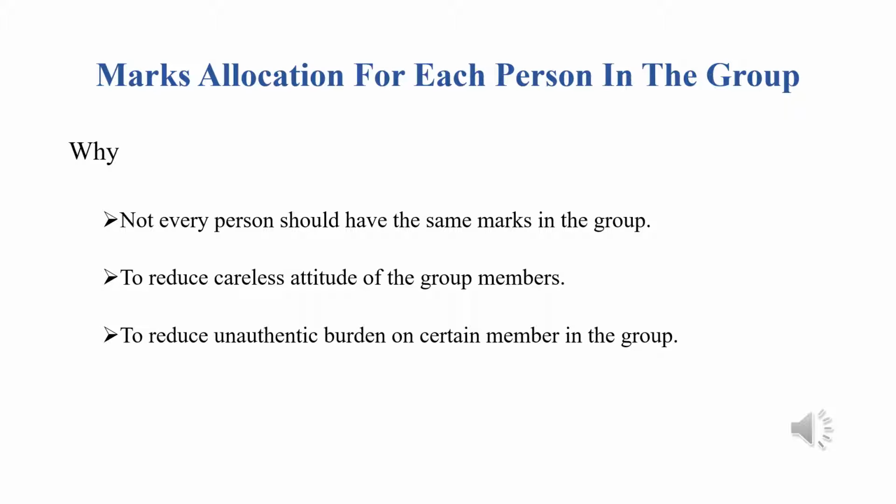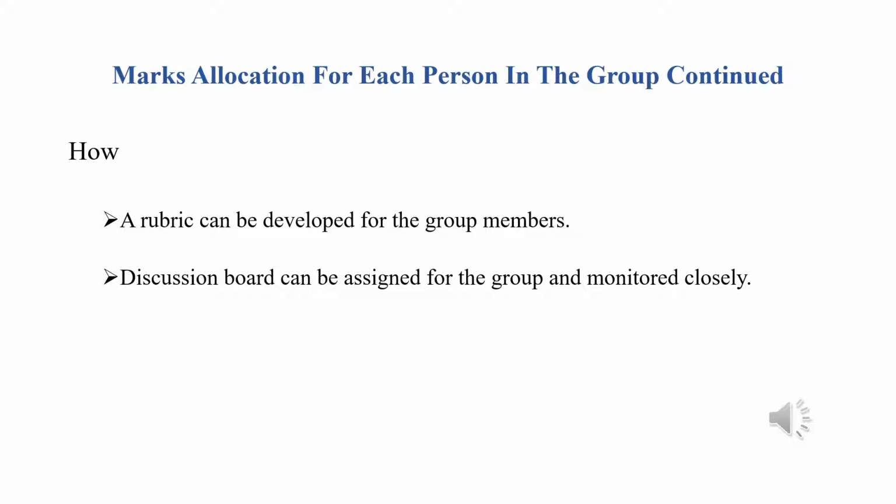Marks allocation for each person in the group. Why? A total of 55% marks is allocated for group work currently in my course, in which 10% is for group seminar presentation and 45% for group assignment. My worry about marks allocation for each person in the group is that not every person could have the same marks, and to reduce the careless attitude of the group members, and finally to reduce unfair burden on certain members in the group.